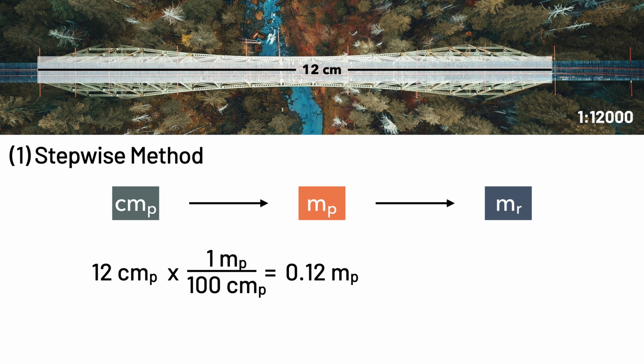For the last step, we need to convert the meters in the photo to meters in reality. We do this in the same fashion. We want to multiply by a conversion factor, again, what we want over what we have. In this case, we want meters in reality, and we have meters in the photo. Do we have a link between these two units? Yes. This is where we need the scale of the photo. It tells us that 12,000 meters in reality is 1 meter in the photo. Now we just need to do the math again to get that the length of the bridge is 1,440 meters in reality. Great work! You just did your very first dimensional analysis problem.